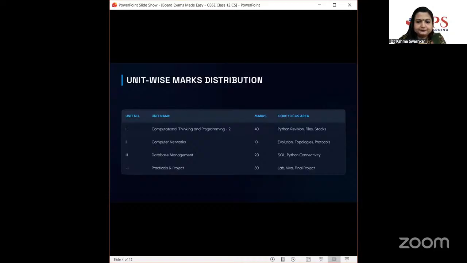Now in the next one, these are your whole units and their marking schemes. If you are able to see, the first one is computational thinking, that is for 40 marks, whose core subject is Python and file handling. The second one is computer networks, which comprises 10 marks. Database management is 20 marks, and practical and the projects are 30 marks.